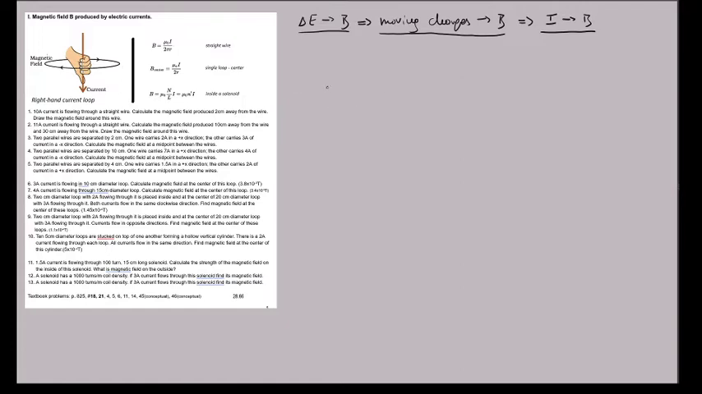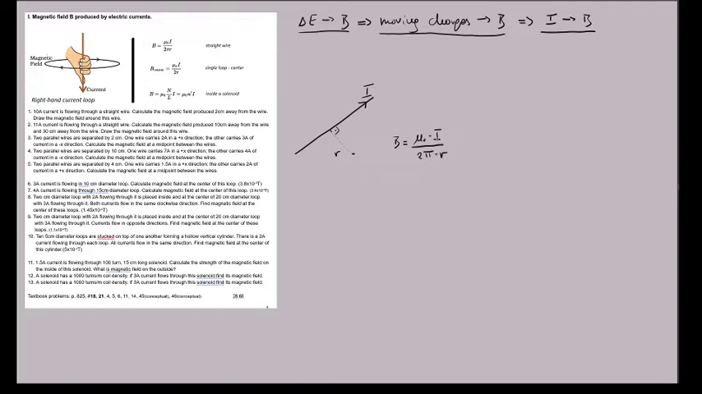So first thing is straight wire. If you have a wire that goes like this, and there's a current I that flows through it, and you move a certain distance away from this wire, now note that this distance needs to be perpendicular, and let's call it R. Then you can calculate the magnetic field at this specific point by using the following equation. So you will have B equals mu naught times I over 2 pi times R.